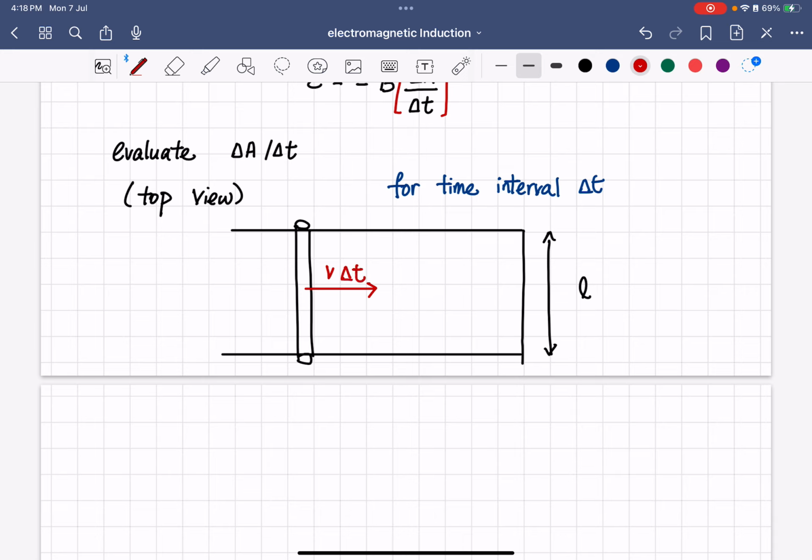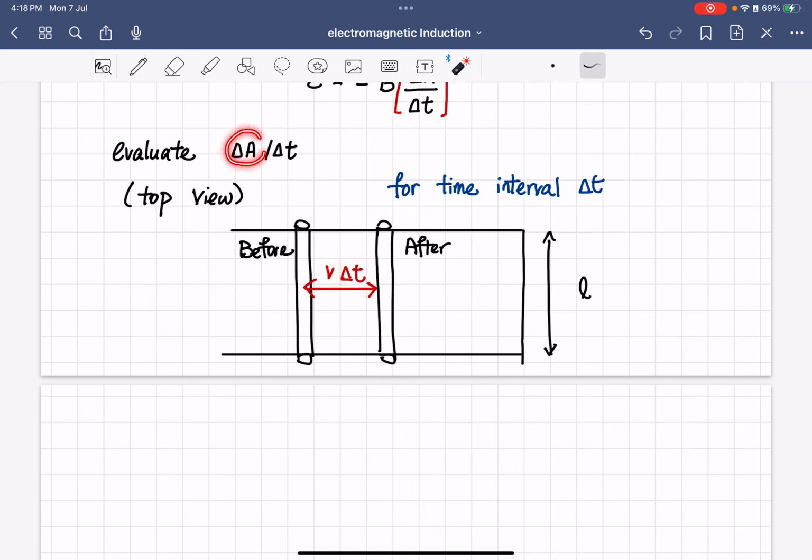v times delta t. So this will be the distance traveled by the rod. So it is like after and before. For the time interval of delta t, this rod will make a displacement of speed times the time. Now, what is the corresponding change in area for this period of time? Well, the change in area will be this rectangle here.